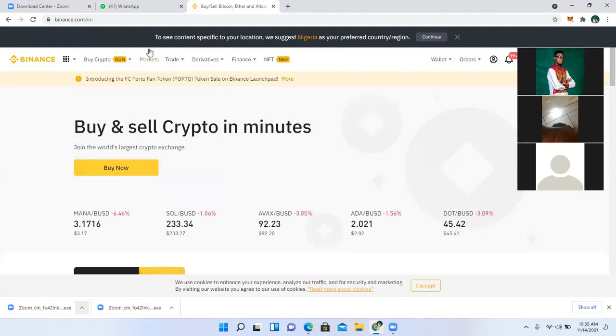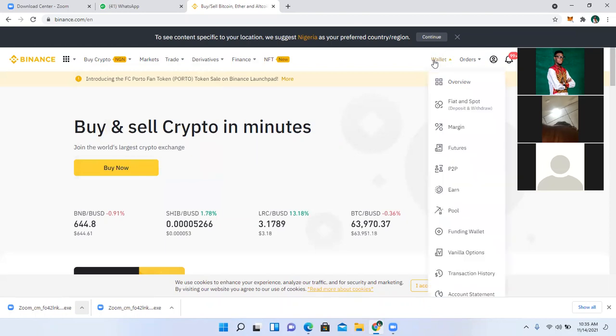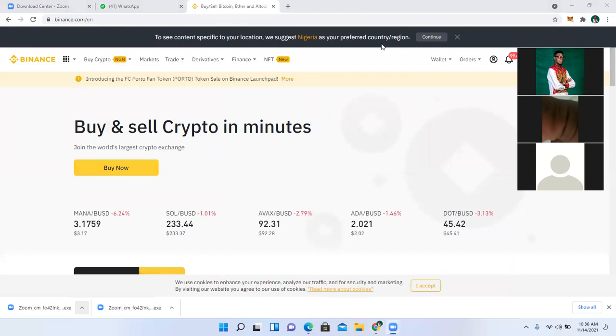Now the next thing I'll be talking about is the wallet. Can you see this wallet here? Can you see the wallet? Can you see the wallet, Miss Ijoma? Can you see the wallet? Yes, I can. Okay, cool.